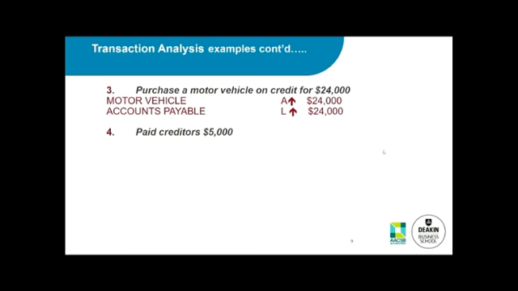Right, number 4, we pay our creditors $5,000. Cash would go down because it's coming out of our bank account, and our liabilities go down. Yep, both go down.